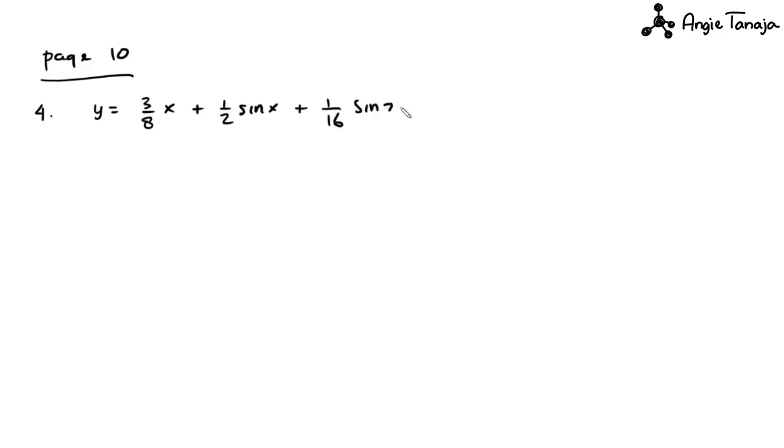Okay, let's go on to page 10. I'm going to emphasize three numbers here. The first number is number 4. So let's take a look here. If you have y equal to 3 over 8 x plus half sine x plus 1 over 16 sine 2x.